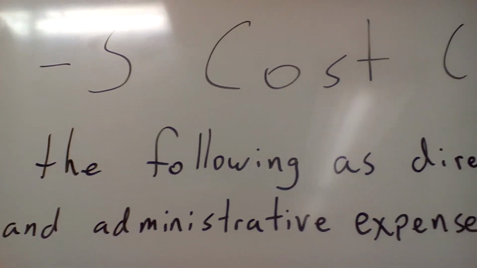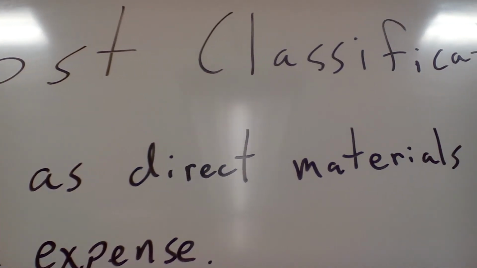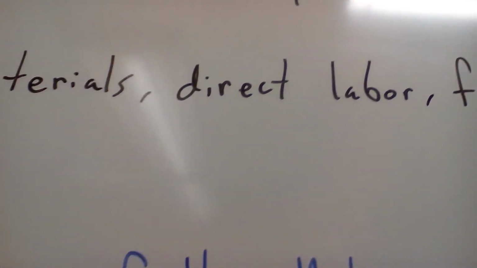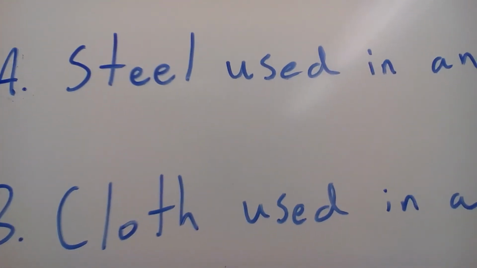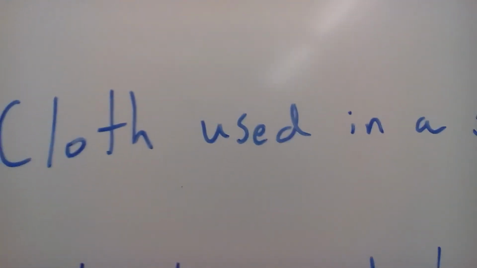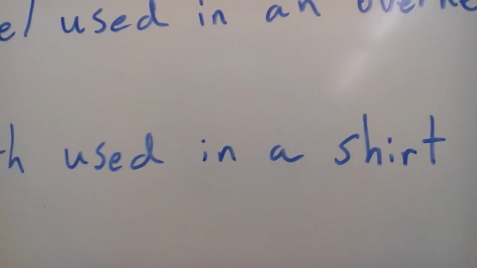So that's example 1-5, cost classification. I just really liked this one because it helped explain a lot about what's direct materials, what's direct labor, what's factory overhead, what's selling and administrative expense.